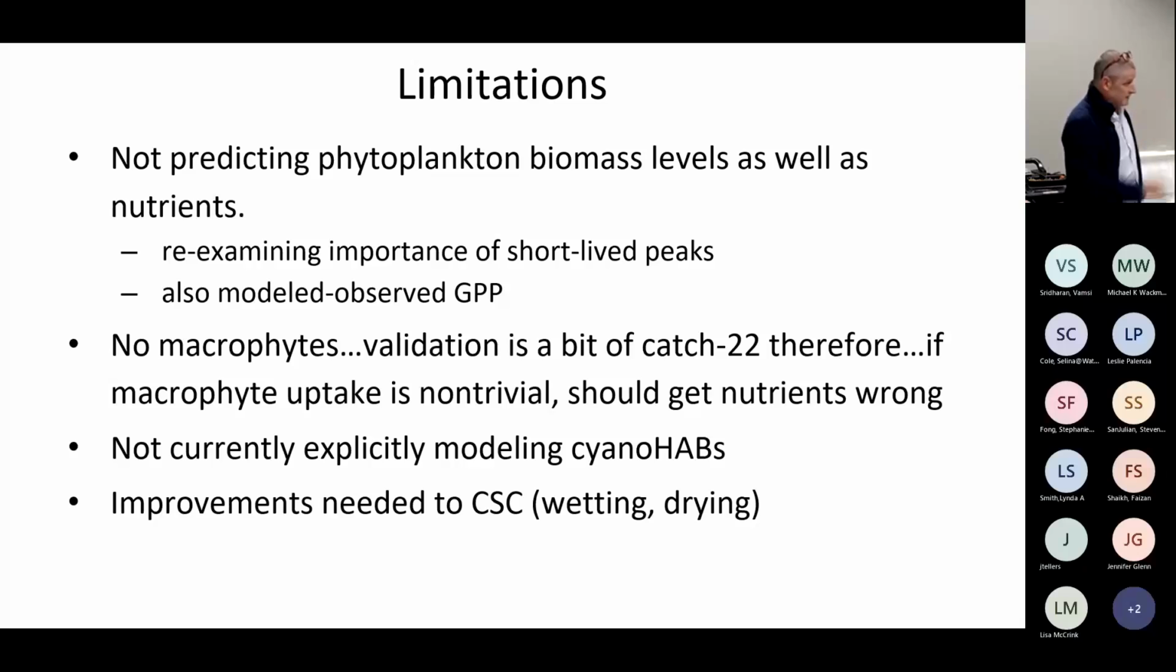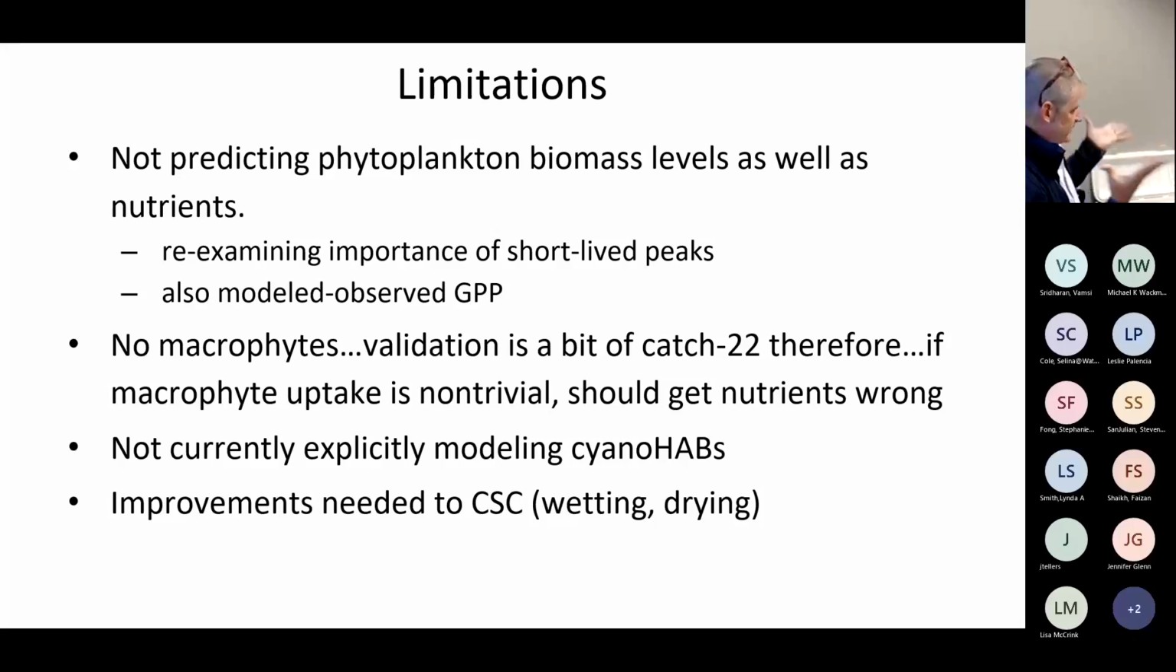One of the ways we've been doing that is by calibrating the model using the flux stations and chlorophyll and nutrient levels from the USGS stations. And so trying to bring that together, we're also, instead of looking at just chlorophyll, comparing modeled and observed or calculated gross primary production.